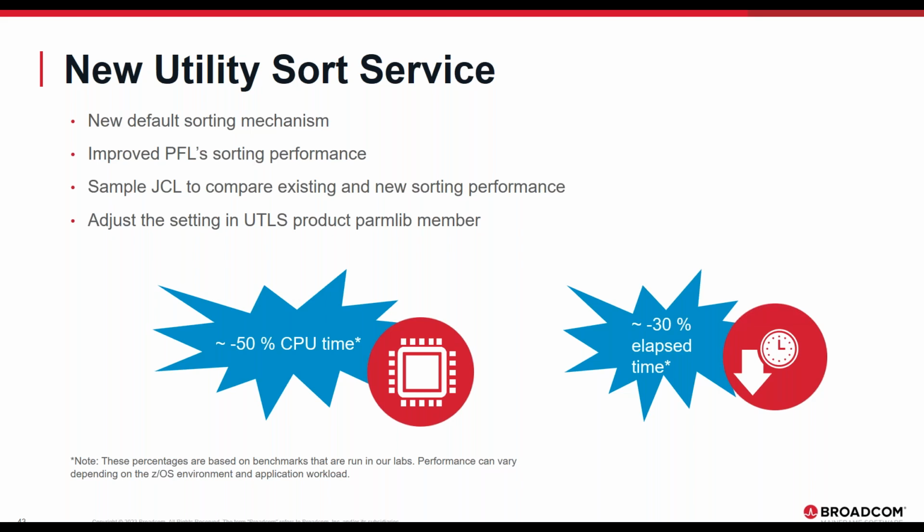The execution of utility sort for fast load can be customized in the new UTLS product Parmlib member. The sample JCL is provided to compare the performance of utility sort with your existing sort service. And we've observed an improvement of up to 50% less CPU time and up to 30% less elapsed time in our tests that were performed in a control lab environment. So obviously the results that you will yield may vary, but we had some nice feedback from the customers that they really achieved some significant improvements. So that's about this enhancement.